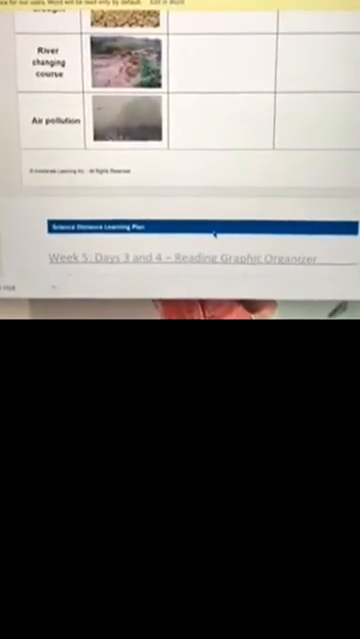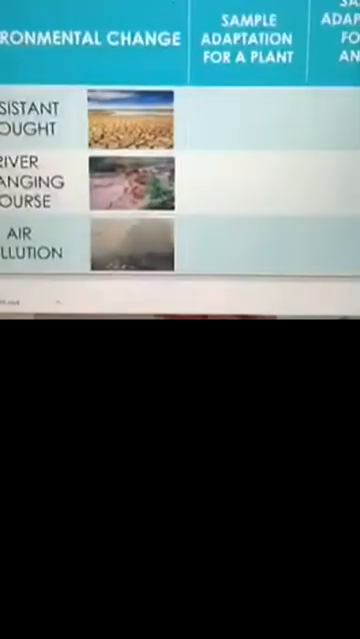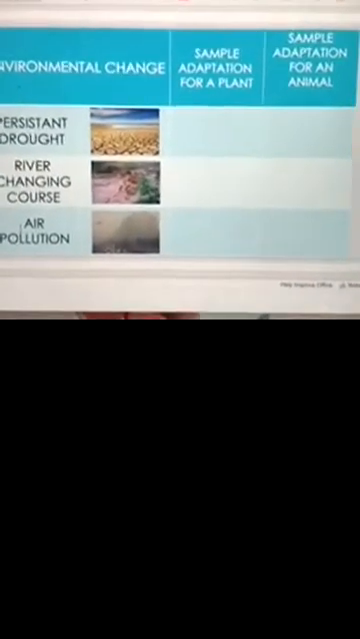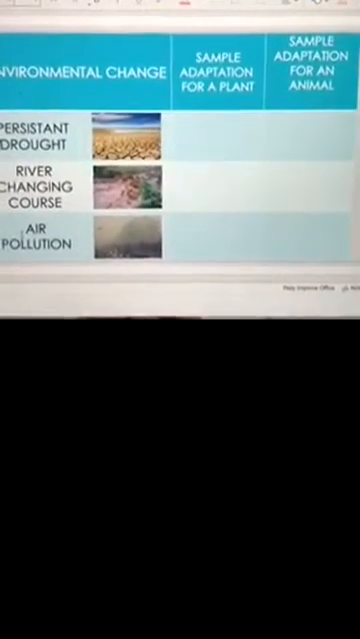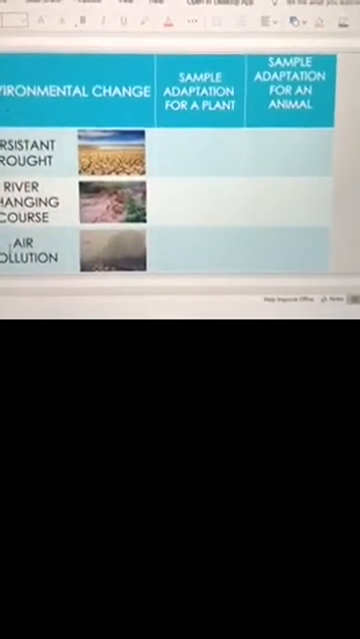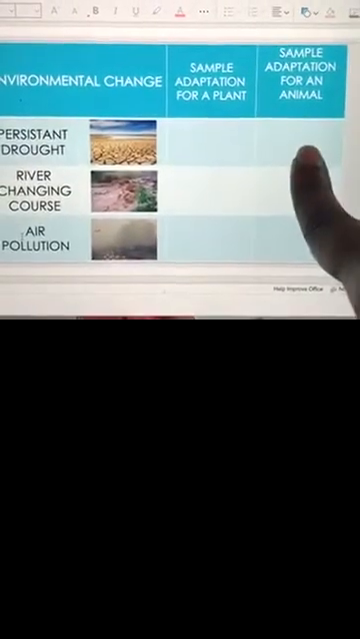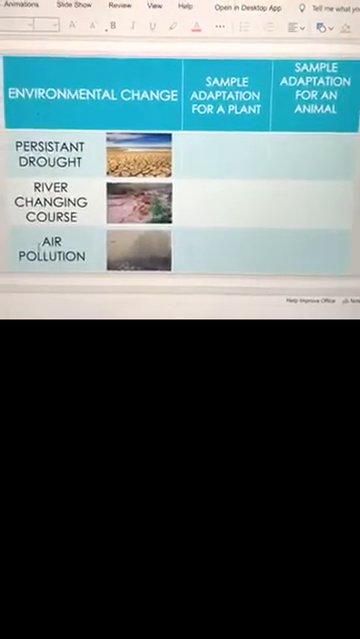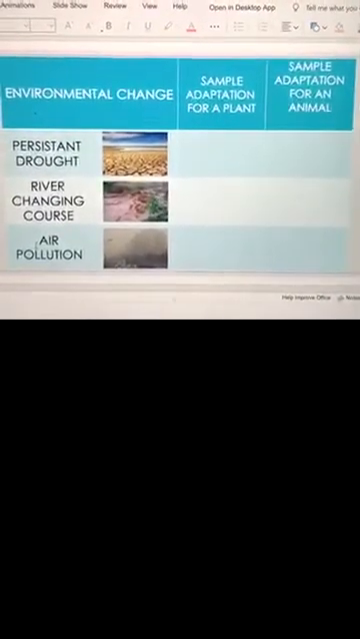So I recreated this table here in a PowerPoint so that I could type in it and you all can see the answers that we're sharing. So I'm going to go to that now. All right. So here is that same exact table. On the left side, they gave us 3 different environmental changes. And then they asked us to come up with adaptations that a plant might have that would help it survive, and then adaptations that an animal might have that would help it survive. So, persistent drought. What is a drought, Elizabeth?